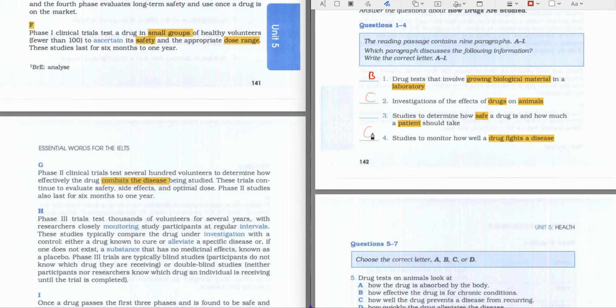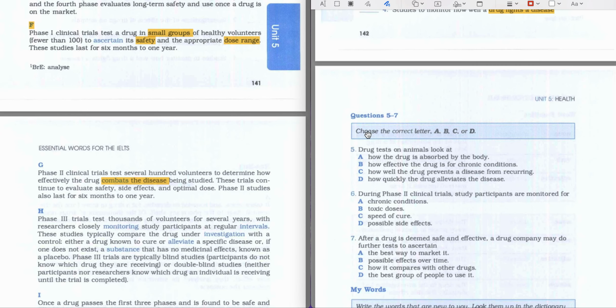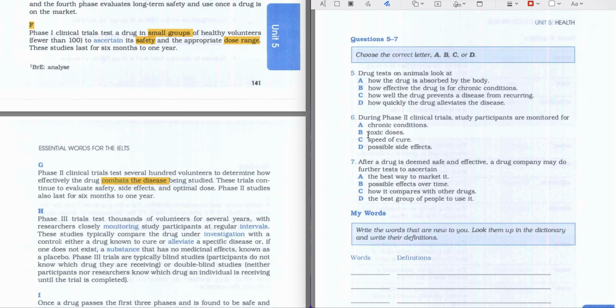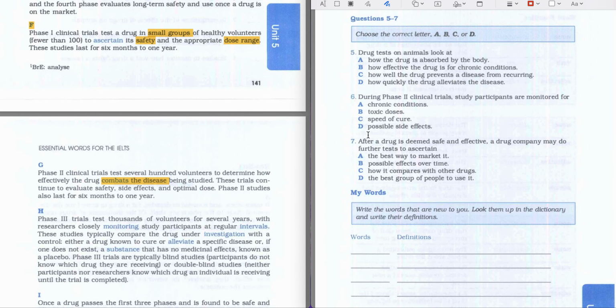It's going to be G. In the third one we had answer F. I'll just put it that way. Okay, so let's go further. Questions 5 to 7. Choose the correct letter A, B, C, or D. Let's read the fifth question.